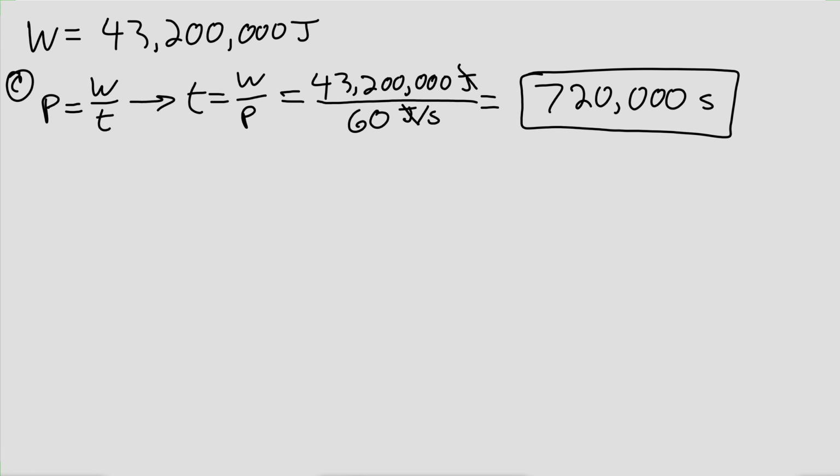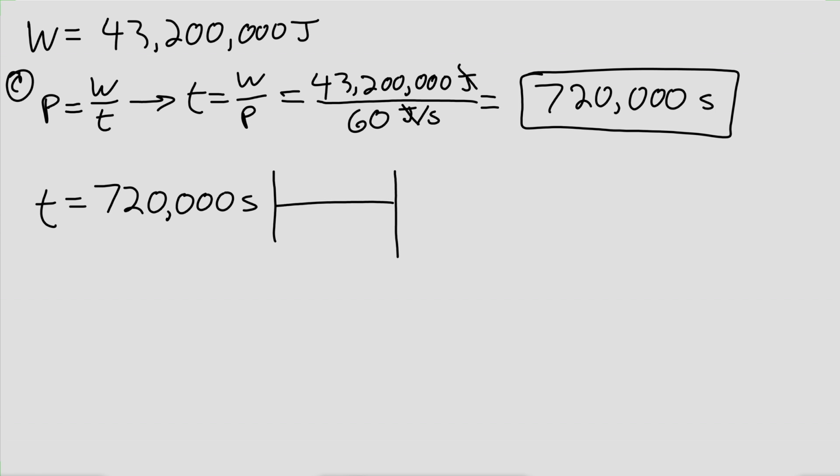Unfortunately, I asked you for the answer in seconds, minutes, hours, and days. So this is basically just field goal post practice here, because I don't have a good intuitive feel for how long 720,000 seconds is. So we're going to start with time is equal to 720,000 seconds, and then use field goal posts to convert this into more reasonable units.